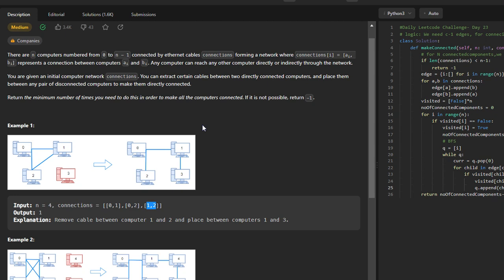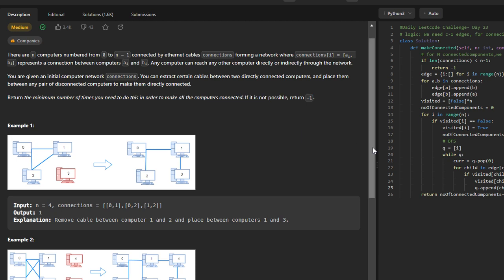So what is the ask of the question, right? That we have to see. You are given an initial computer network connections. You can extract certain cables between two directly connected computers and place them between any pair of disconnected computers. See, this is the keyword involved here. The whole question revolves around these disconnected computers, to make them directly connected. Return the minimum number of times you need to do this in order to make all the computers connected. If it is not possible, return -1.